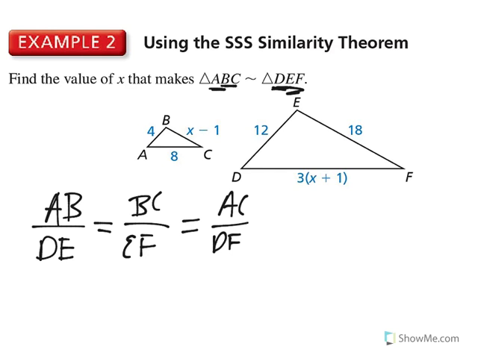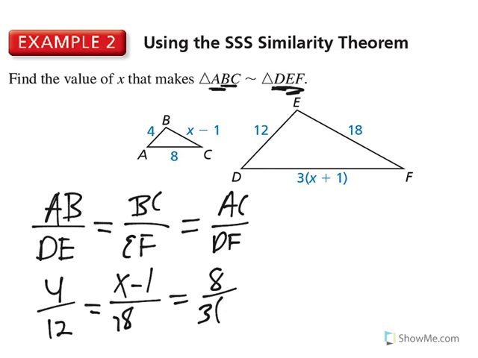So now I can plug these in and try to solve. So AB, I have 4. DE, I have 12. BC, I have x minus 1. EF, I have 18. AC, I have 8. And DF, I have 3 times x plus 1. So I'm going to start off with these first two. I'm going to just cross multiply over here to try to solve.